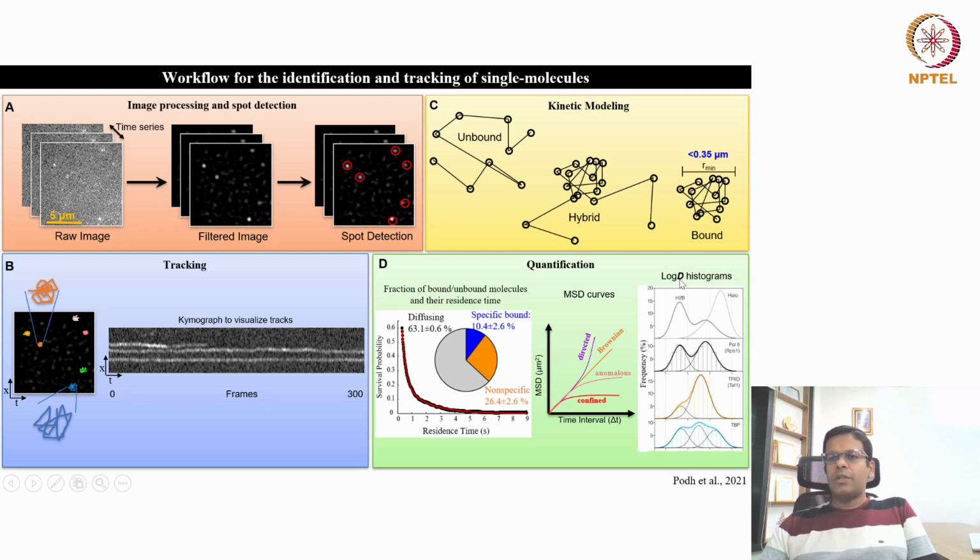And here you can see the log D histogram, where D stands for the diffusion coefficient. This is the curve for chromatin-bound histone H2B, and this is for the free HaloTag. So this is the dynamic range of the diffusion coefficients. If it's a bound molecule, its diffusion coefficient is within this range. But if it is a free molecule, its diffusion coefficient is within this range.